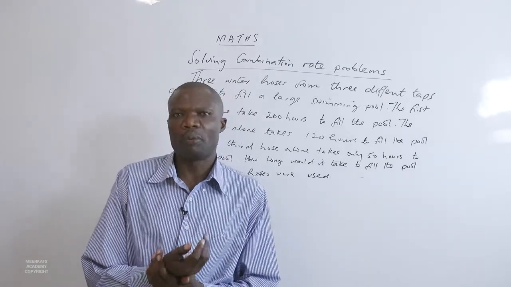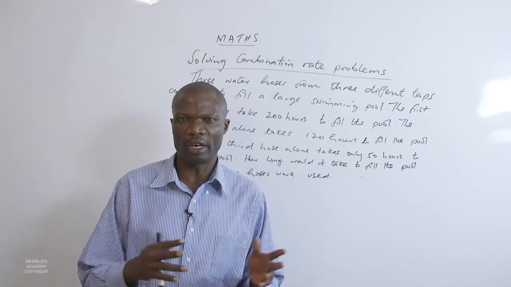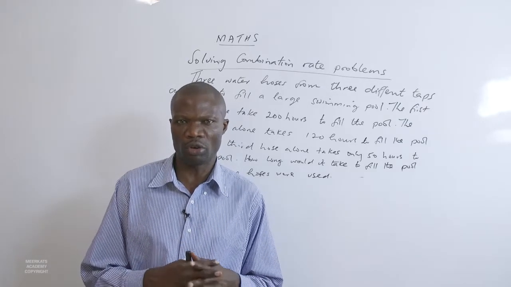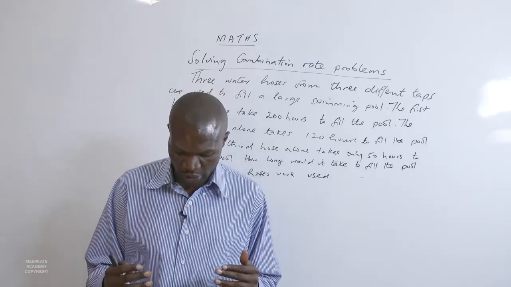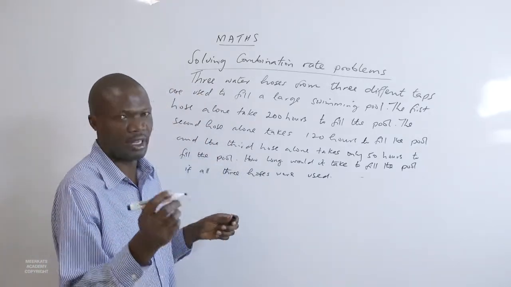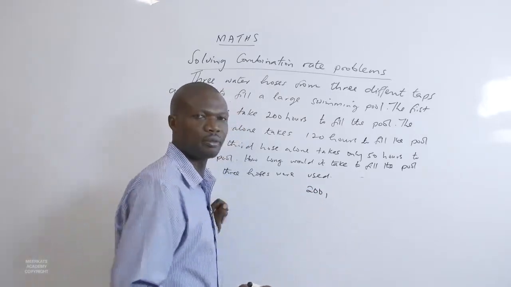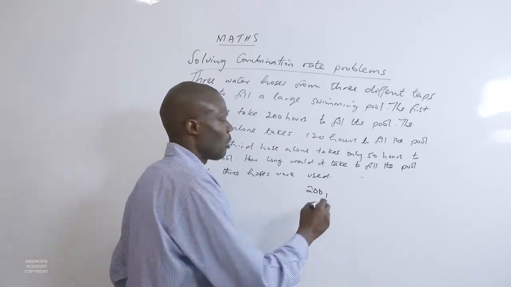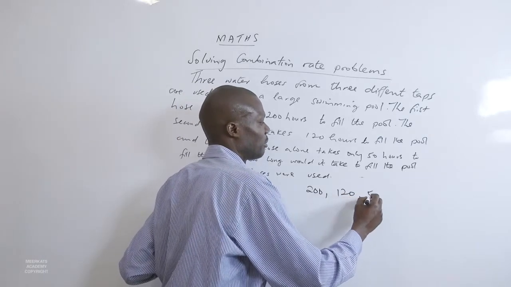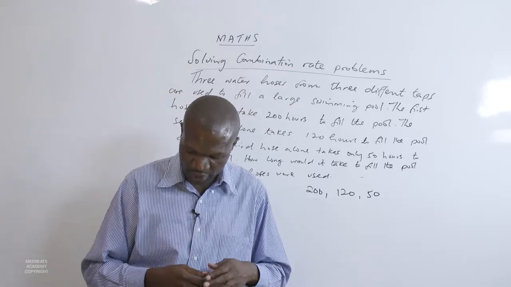Now, previously, we saw the idea of what we call lowest common multiple, and this is what we call LCM. Now, we are looking at the time taken, that is 200 hours, 120 hours, and 50 hours. We are looking at that.